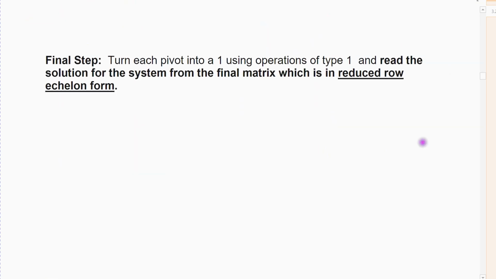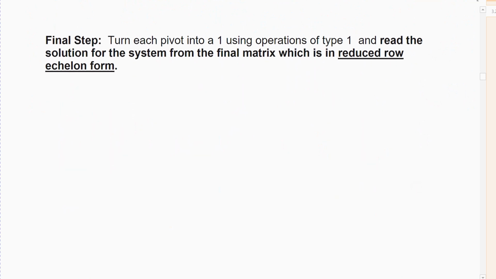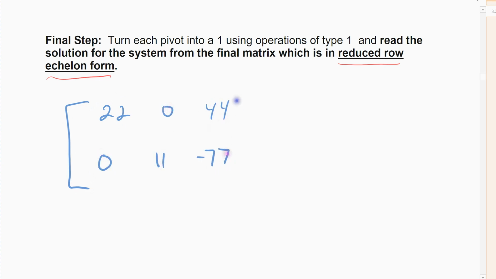This stands for 0x, 11y equals negative 77. And so the last step is to get down to 1x and 1y. We want a 1, and that's what's called row reduced echelon form, where I get a 1x, 0y, 0x, and a 1y, and then there are some constants in my last column. So I'm going to rewrite my previous set, which was 22, 0, 44, 0, 11, negative 77. This was my new row 1, that was my new row 2. And then what I want is to turn each of the pivots into 1.